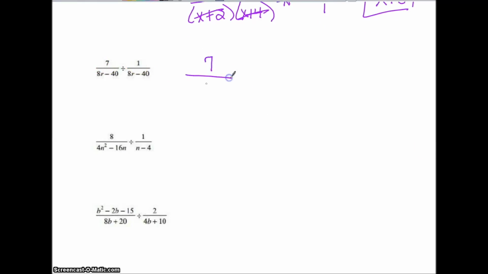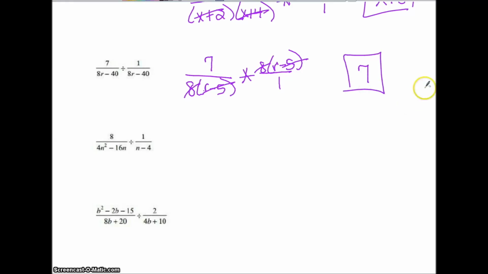Seven is fine. 8r minus 40, you can pull out an 8, becomes r minus 5. Change to multiplication. 8r minus 40 comes to the top. You can pull out an 8, leaves you r minus 5 over 1. Your 8 cancels, your r minus 5 cancels, you're left with 7 over 1, or 7.